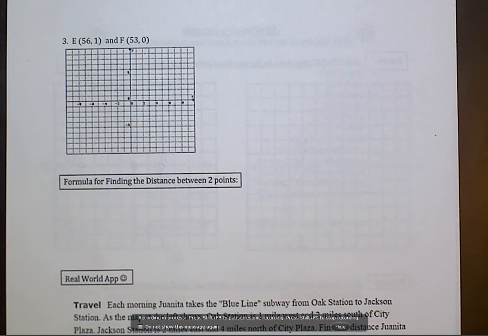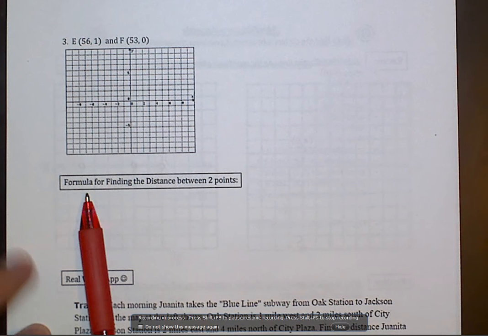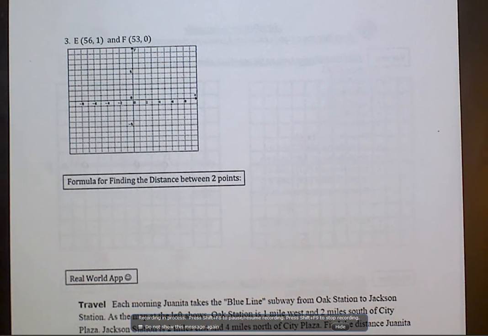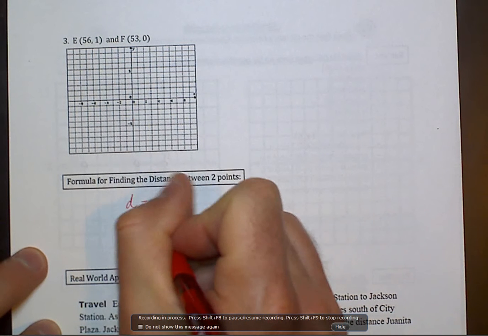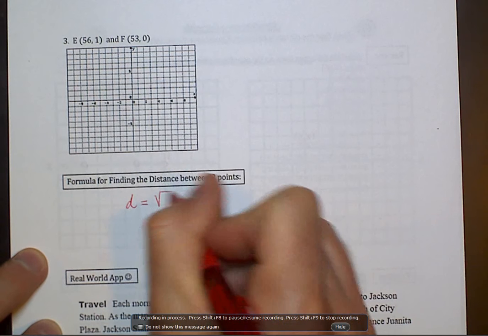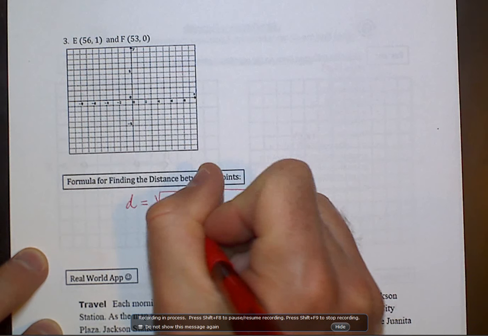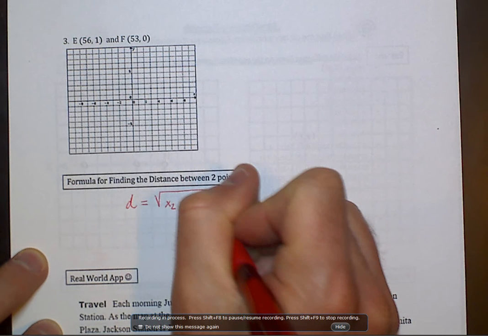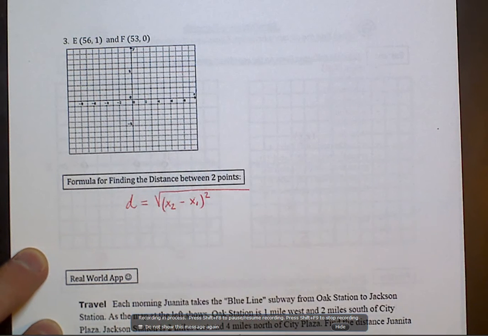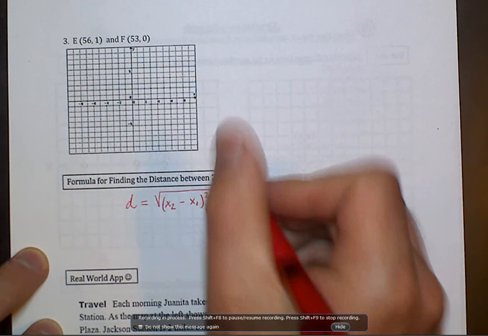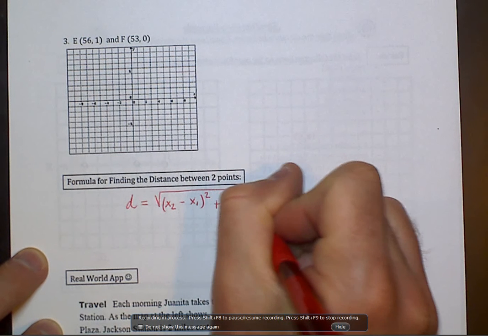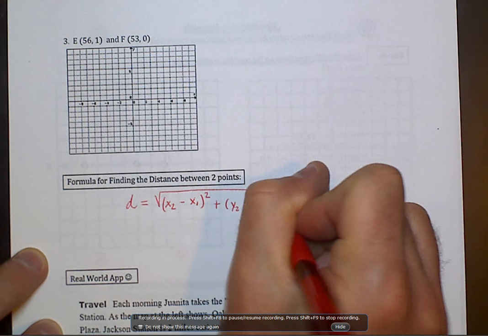use the distance formula. So right underneath this coordinate plane, it says the formula for finding the distance between 2 points. So this is the second way to find the distance besides using the Pythagorean theorem. So here's the distance formula. D equals the square root of, notice it's a big square root, (x2 minus x1) quantity squared plus (y2 minus y1) quantity squared.